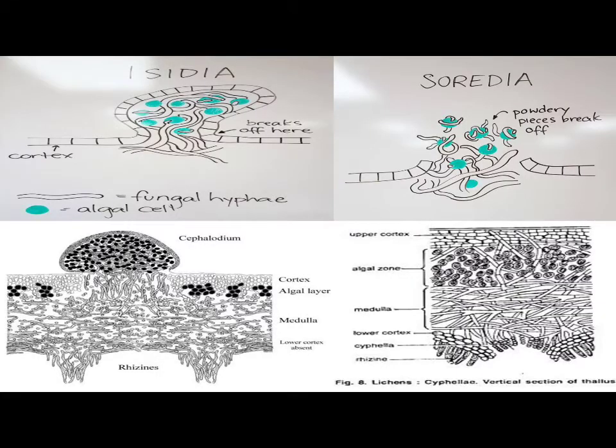I took four pictures for four structures so that I can have a good revision of lichens as a whole. So I shall do options Isidia and Soredia in one video. I shall do Cephalodium and Cyphellae in another video. So whoever is listening to this, I request you to listen to the other one also. Correct? Now the first one is Isidia.